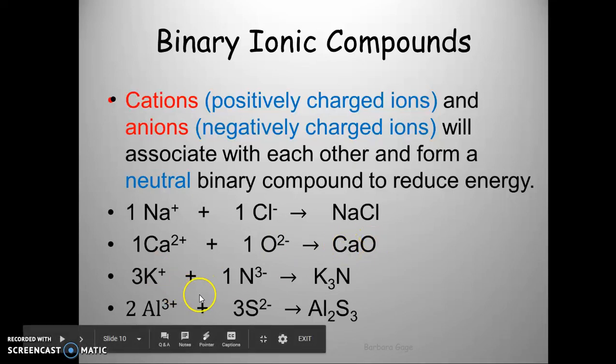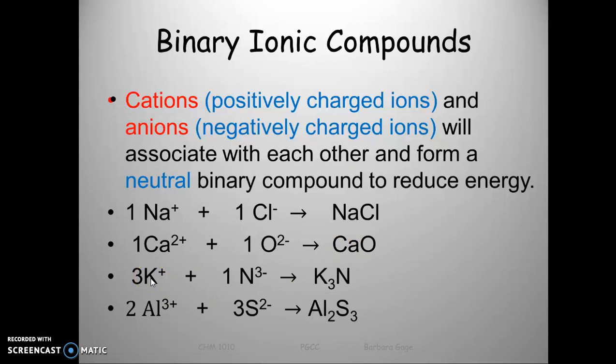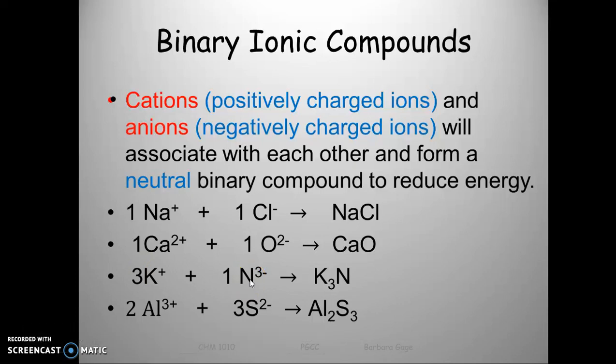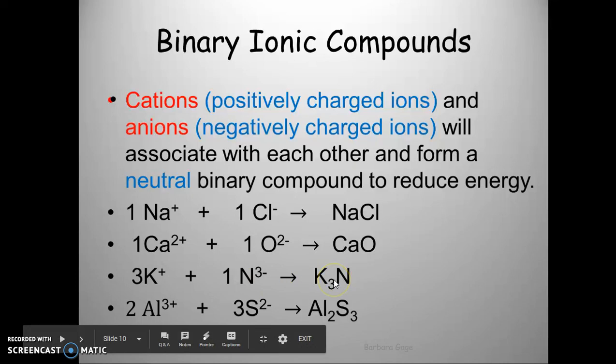Now, this one's a little different. So this is potassium. Potassium we know is a 1+. It's combining with nitrogen, which we know is a 3-. So when they combine together, notice that we have this 3 that's a subscript. And over here on nitrogen, we just have one nitrogen. I want to talk about that for a second.